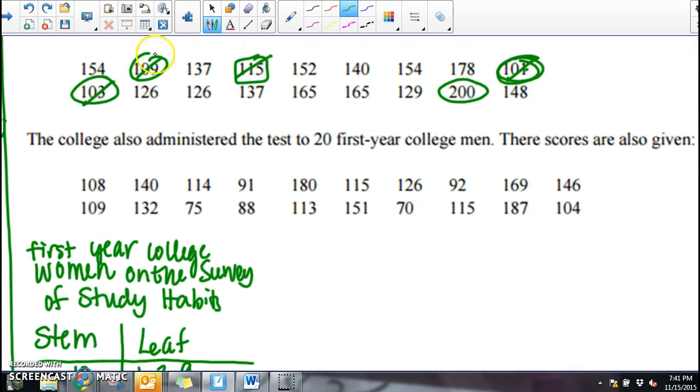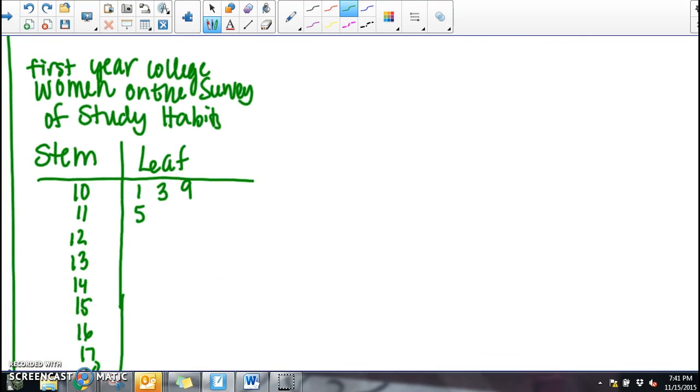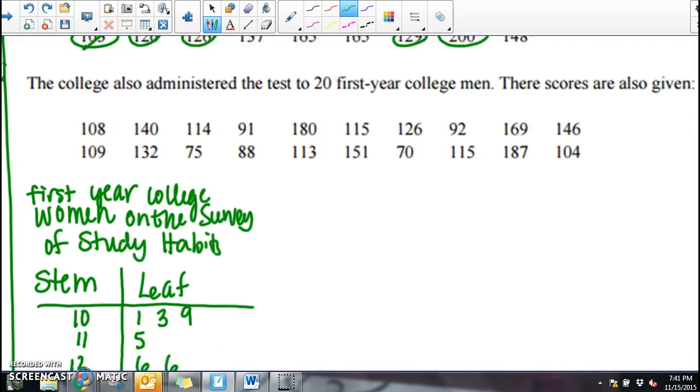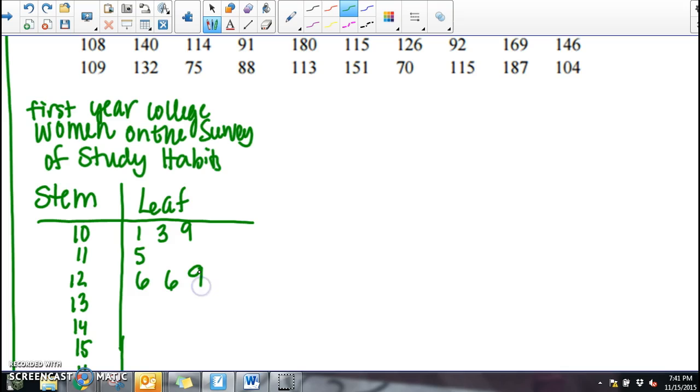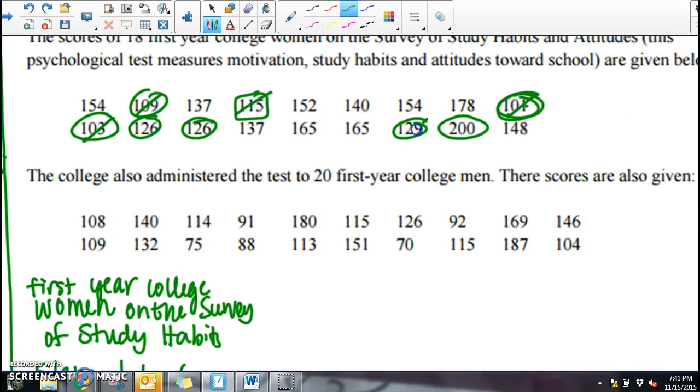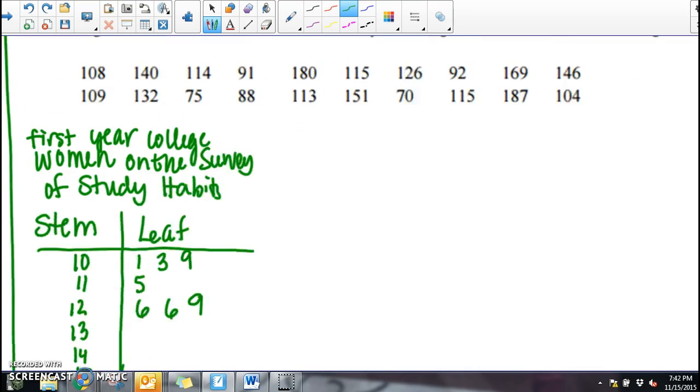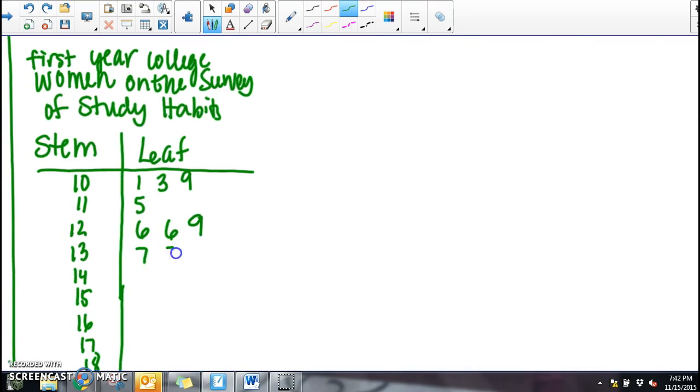All right, 120s we have. And there we have a 129 and we have two 126s. So you do have to list both of them because you want to be able to see all the data. So 6, 6, and a 9. All right, and then we go to the 130s. So we have a 137. And we have another 137. So we'll put 7, 7.